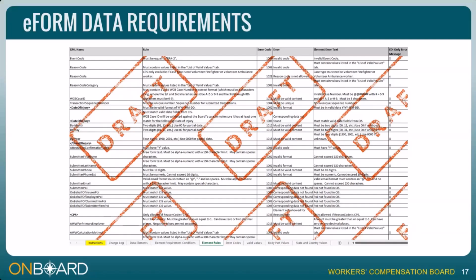We also spell out any of the error codes and their corresponding text that you may see. Valid values is just that, the valid values for each of the various codes and elements that we have. We also provide you with a body part value, so you can easily reference body parts, as well as the state and country values.